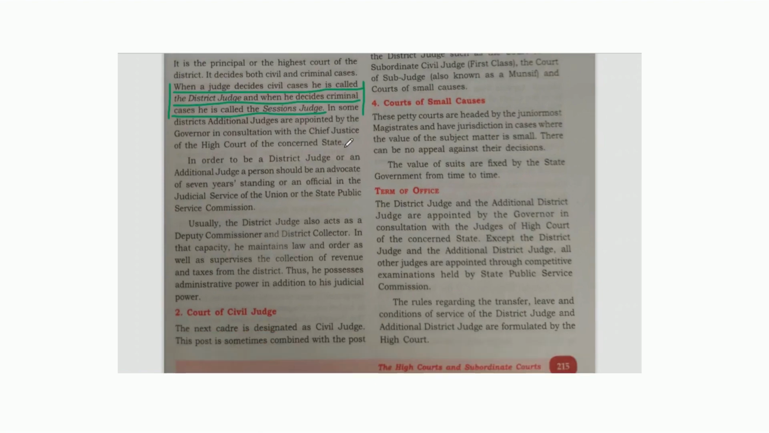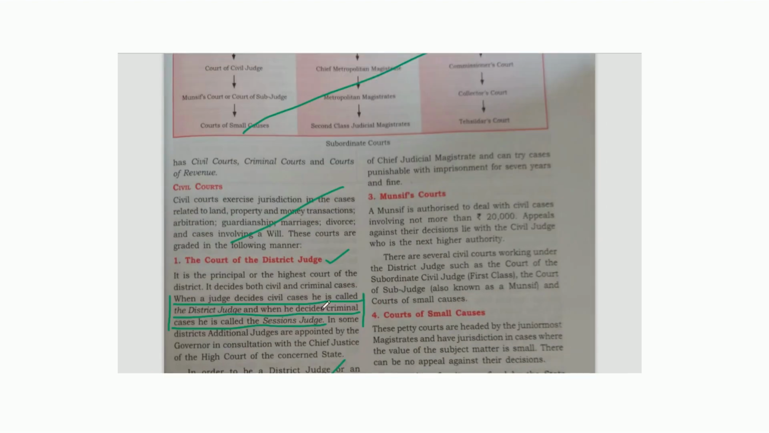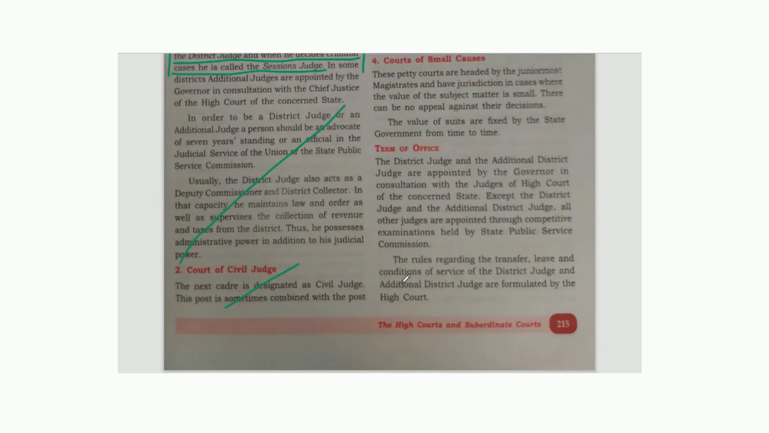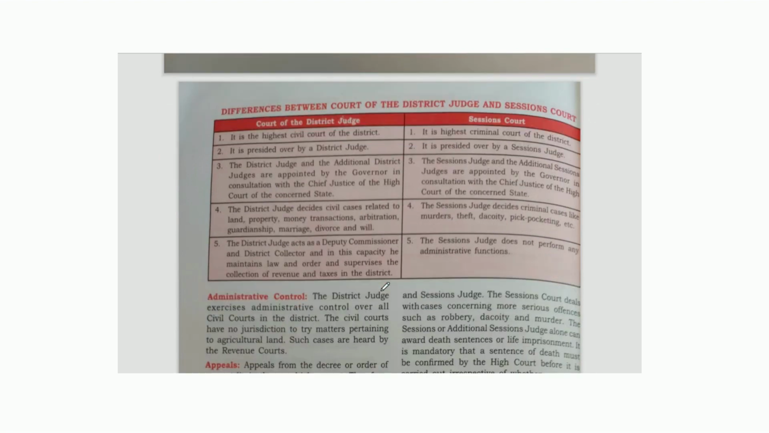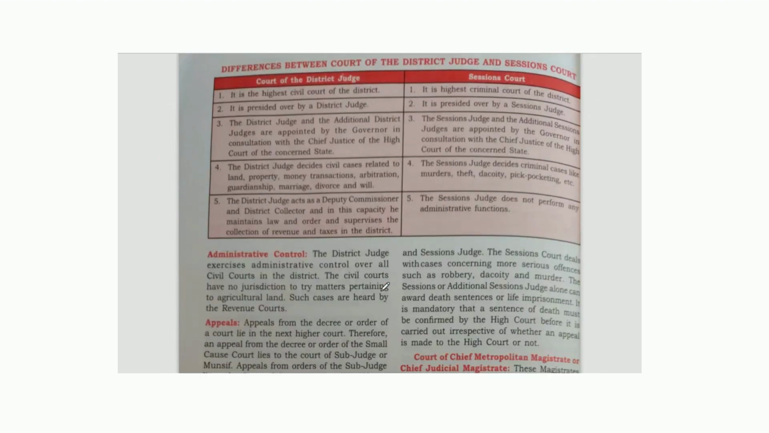Then the remaining part you do not need to do. Court of Civil Judge is also not there. Municipal courts cancelled. Court of Small Causes cancelled. Term of office cancelled. So a lot of syllabus here is cancelled. But now the next part is this table.